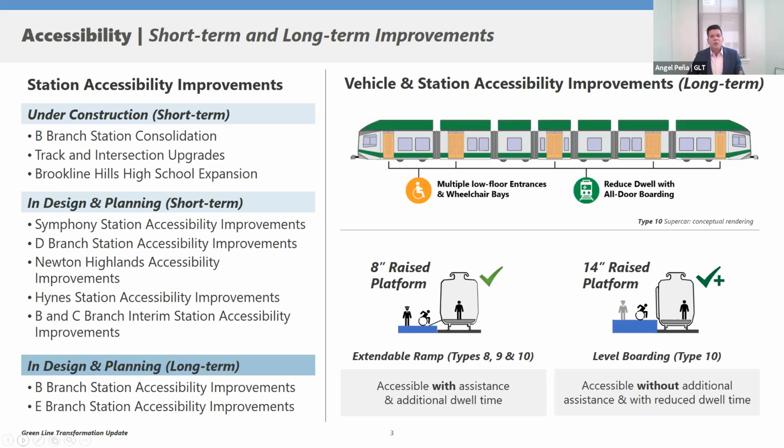As the new trains are deployed, riders will be able to board Type 8, Type 9, and Type 10 trains with an extendable ramp. With future 14 inch platforms and all Type 10s in the fleet, riders will have consistent level boarding at all Green Line stations. The supercars will also have multiple low-floor entrances and wheelchair bays.